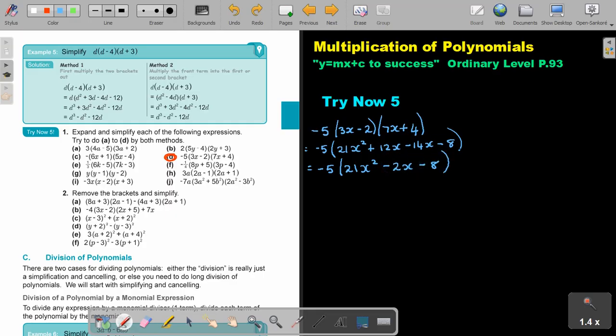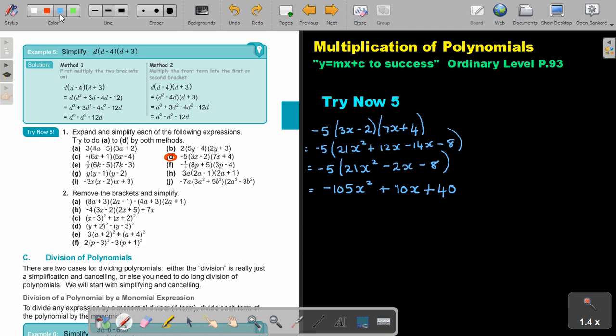Then I'm just going to multiply it in. -5 times 21 is going to be -105x squared, and this is going to be positive 10x, and this is going to be positive 40. And that's the final answer.